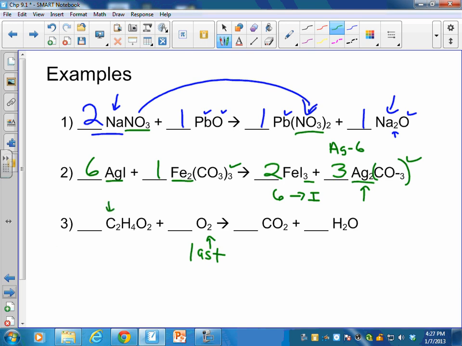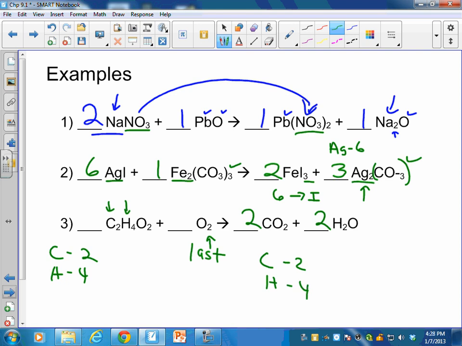Carbons, I have 2 carbons here. Over here, I only have 1, so I need to put a 2 in front of that carbon to balance out the carbons. I have 2 carbons on this side. H's, I have 4 H's over here, and I only have 2 H's over here, so I need a 2 in front of the water to balance that. So H's, I've got 4 H's on each side now.